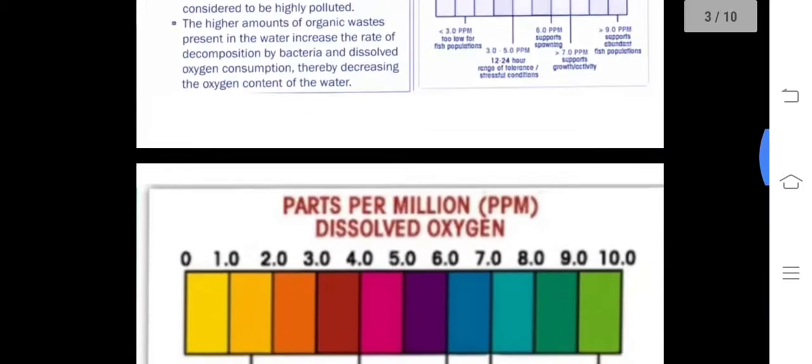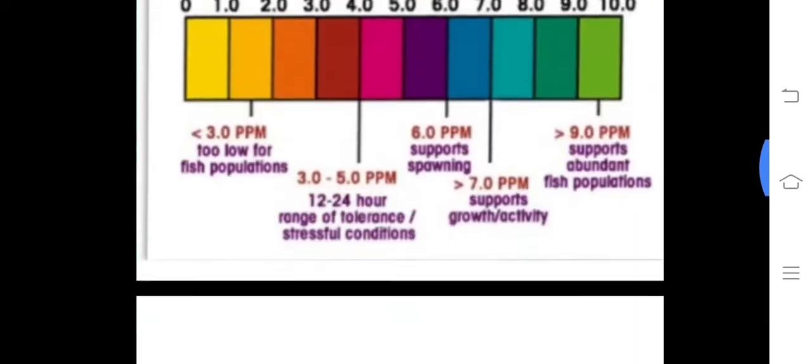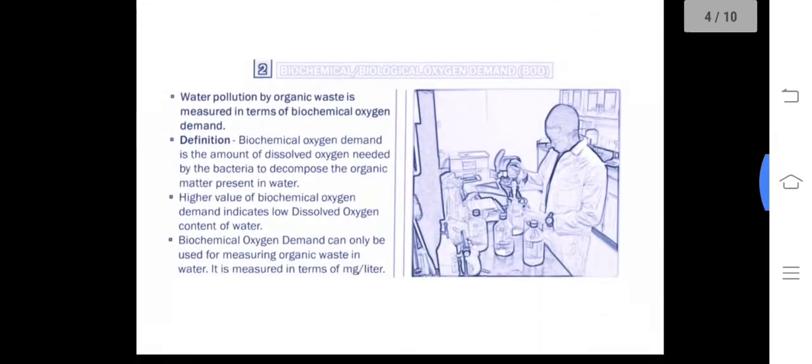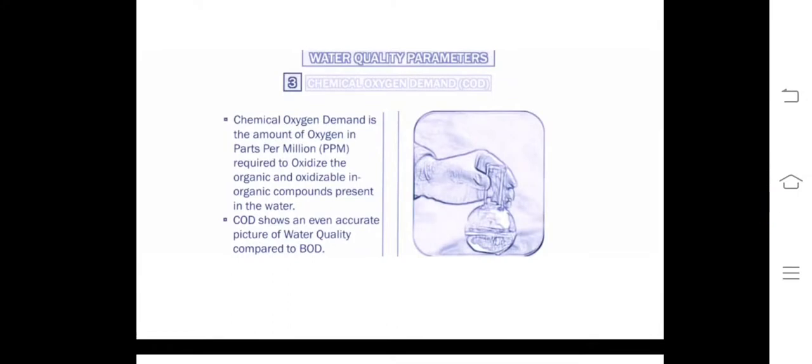Yes, like I told you DO, then I talked about the BOD. Chemical oxygen demand, COD, is the most superior parameter. How is it superior? You can see. Chemical oxygen demand is the parts of oxygen in parts per million, the ppm required to oxidize the organic and oxidizable inorganic compounds present in the water body.